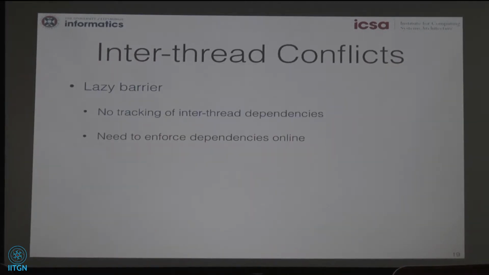Similar to the intra-thread conflict, a similar conflict can happen between two threads. So if there are epochs in two different threads which are trying to modify the same cache line, we can still have these conflicts happening. Now, with the existing lazy barrier implementations, there's no tracking of inter-thread dependencies. And hence, again, if you have inter-thread conflicts, flushes or writes to persistent memory will end up in the critical path, and you'll end up with the same problem.